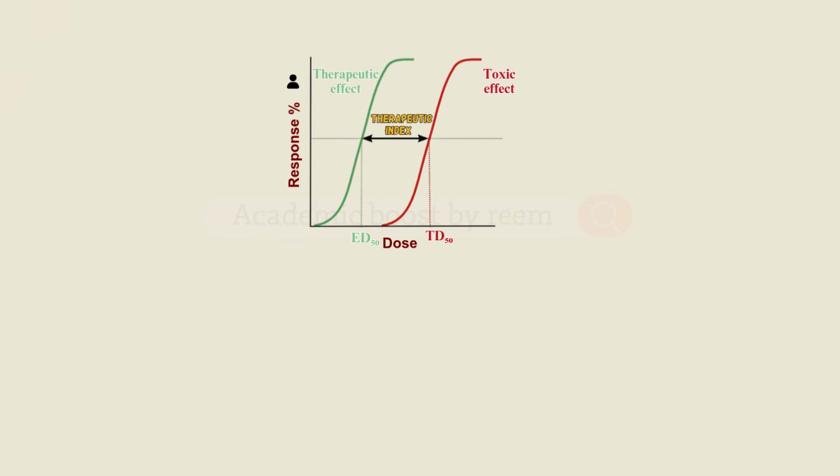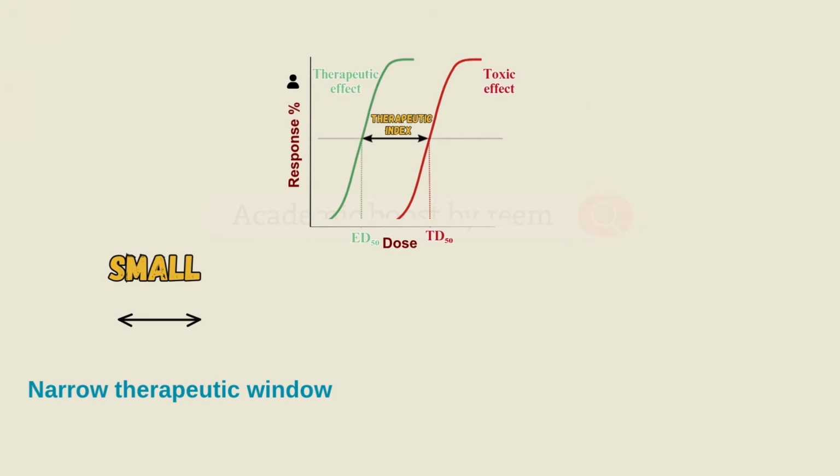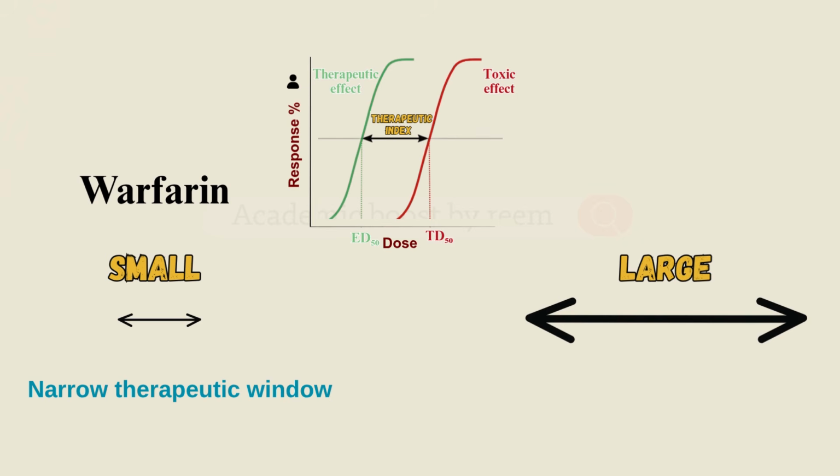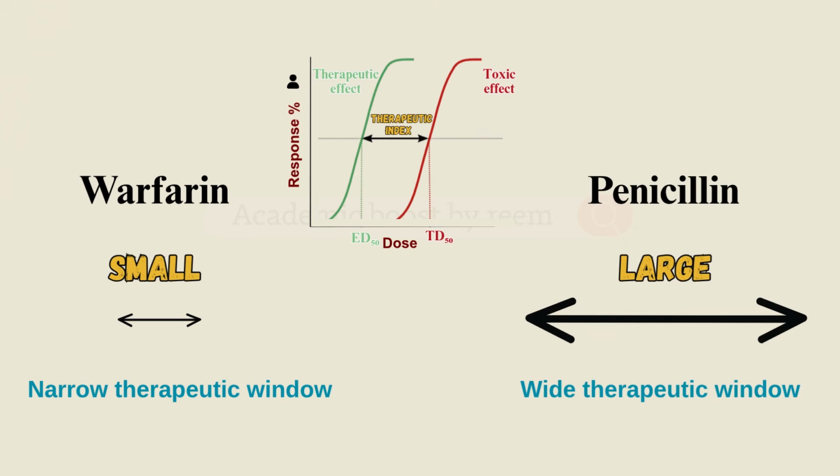When the therapeutic index is small, we say the drug has a narrow therapeutic window, like warfarin. And when the therapeutic index is large, we say the drug has a wide therapeutic window, like penicillin.